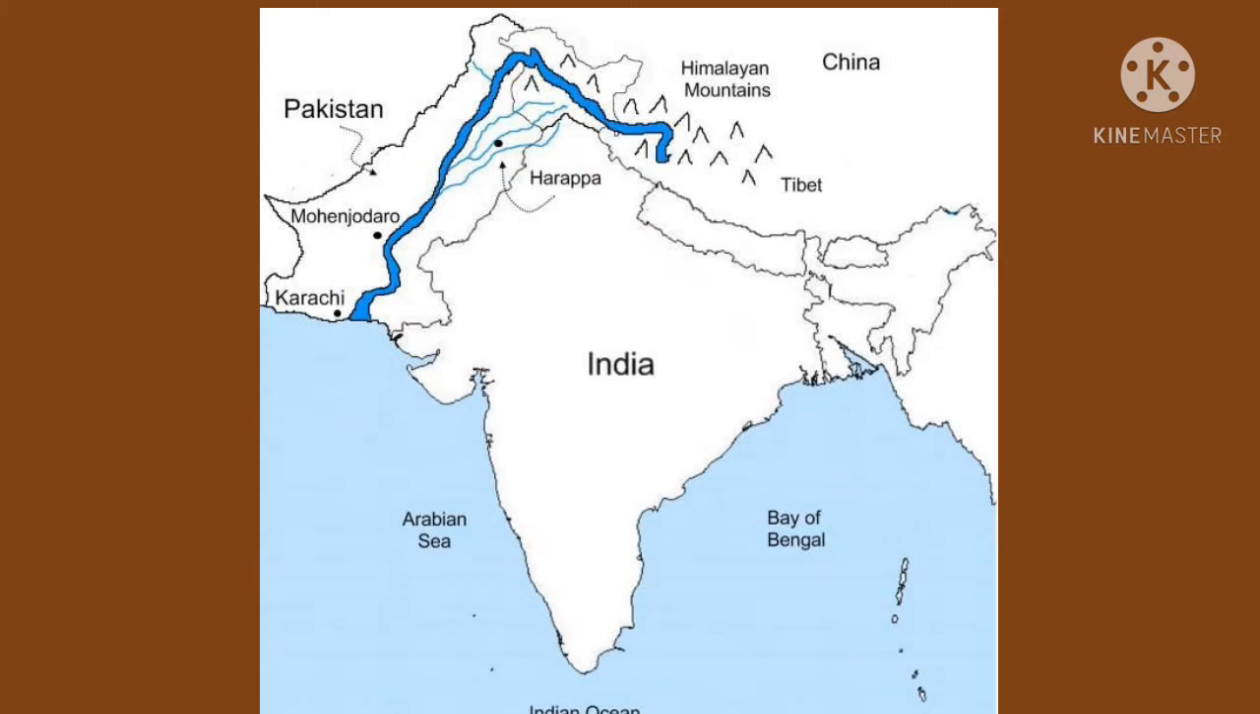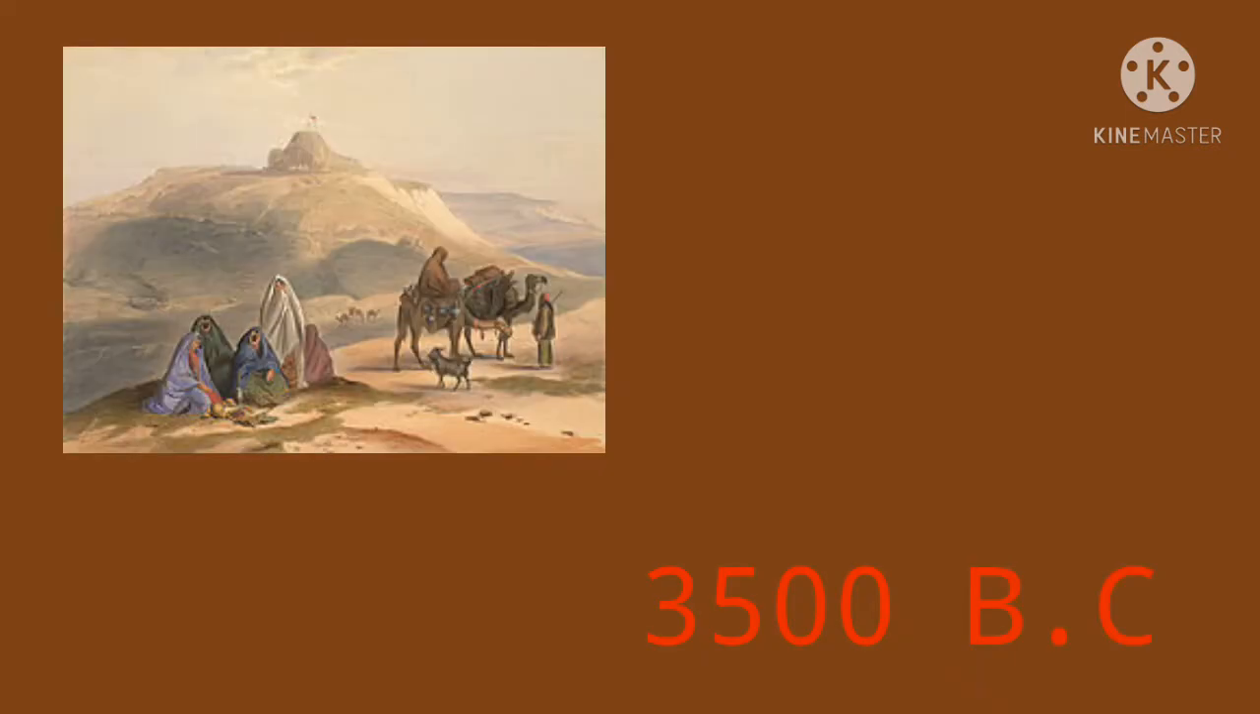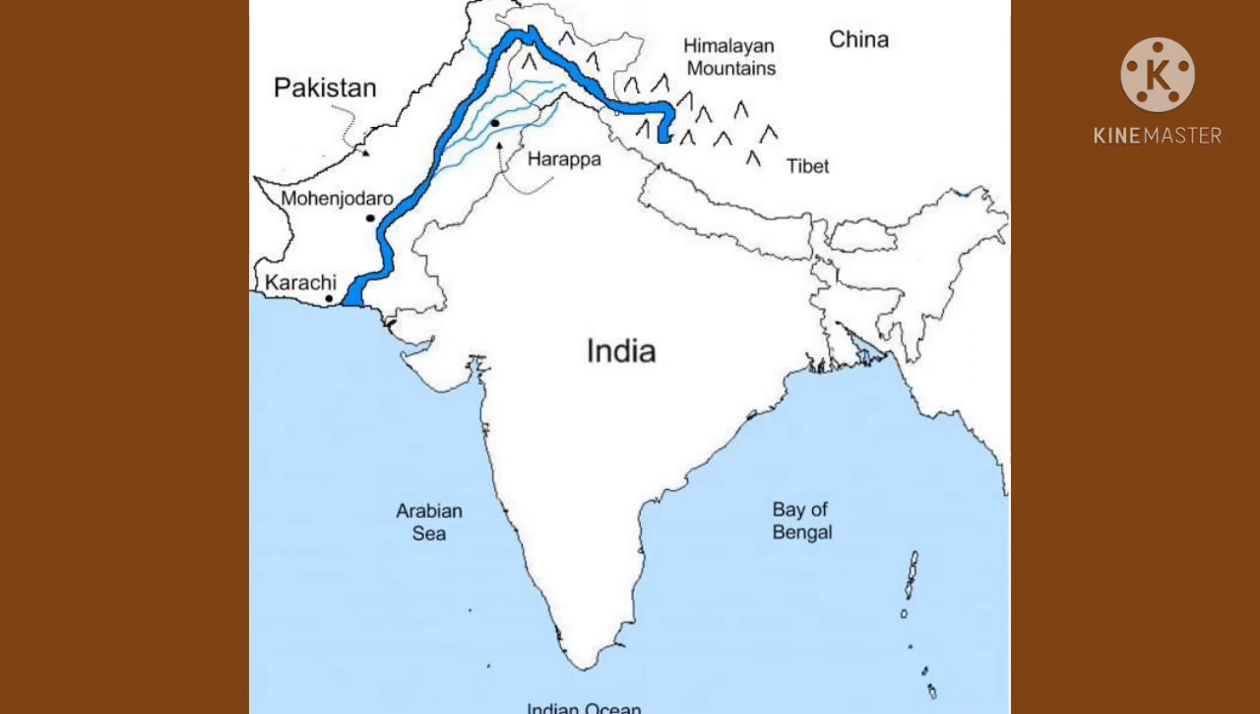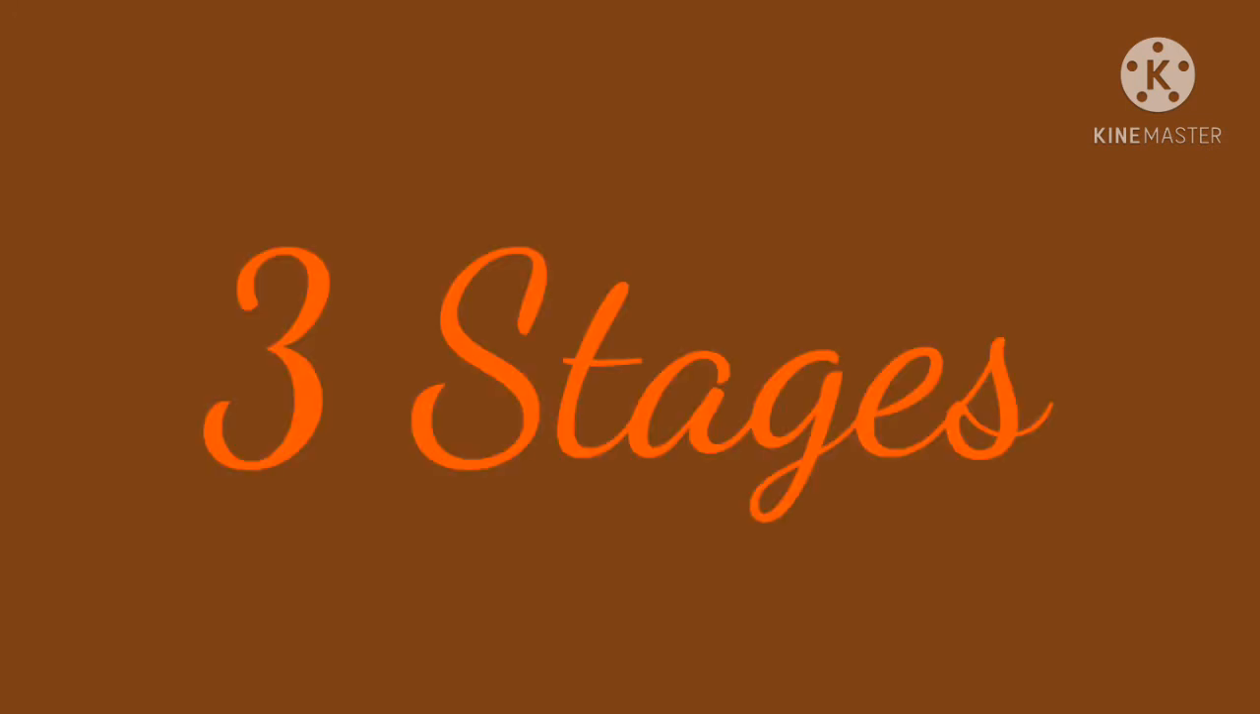So what happened was, 5,000 years ago, a group of nomads were wandering around present-day Pakistan. As they were wandering, they found a clean river with fertile soil on its banks. This was the Indus River. Now we are going to see the 3 stages of the Indus Valley civilization.